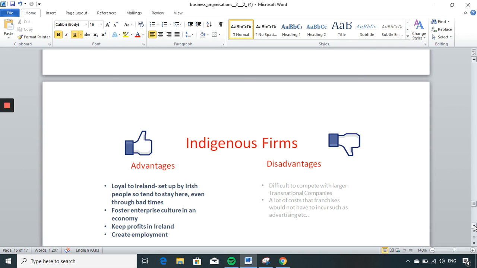The employment again. However, it can be difficult to compete with transnational companies, multinational companies, and sometimes these businesses have to close down as a result of that, or there can be a lot of costs that businesses like franchises wouldn't have to incur because obviously franchises are well known. Indigenous firms may have to do their own advertising, etc.